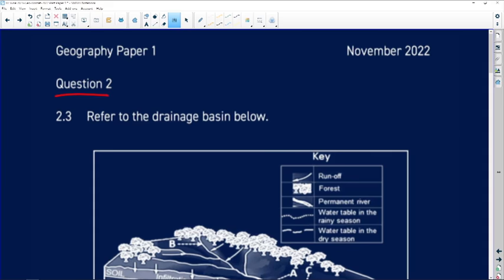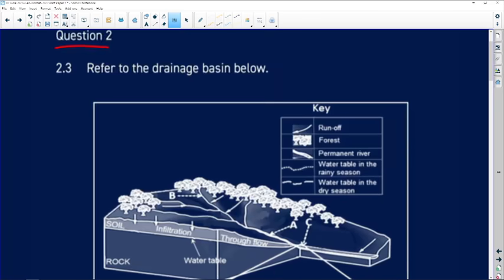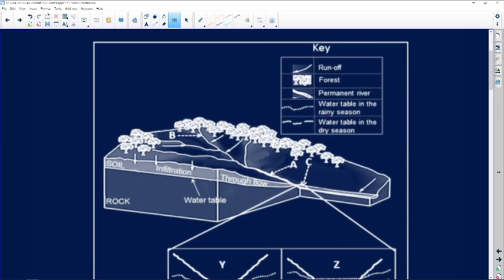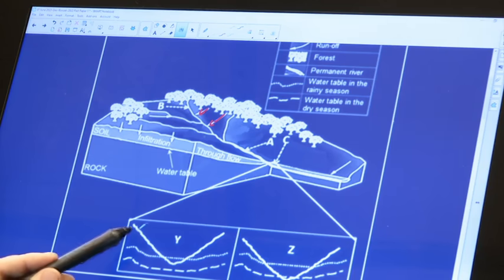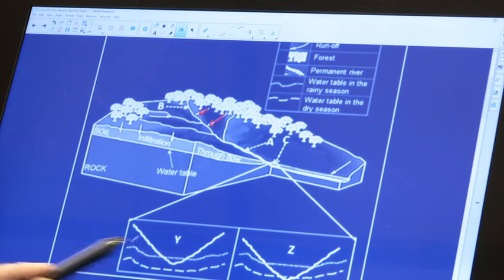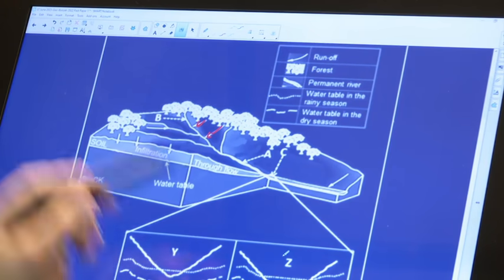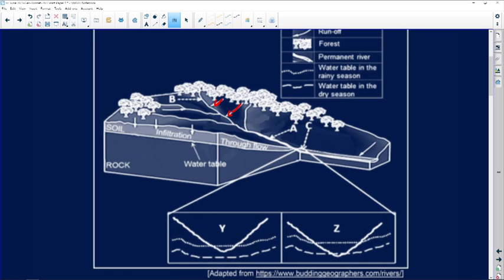Question two. Now what we have over here is a drainage basin, right? It shows us a bunch of information. It shows us these keys that we can use for information, right? It shows us the runoff in all the different directions. That's the catchment areas. Right, we have the key for forest, we have the permanent river, and then we have a cross-section of the water tables of Y and Z. Okay, very important. The small dotted line over here represents the water table during rainy season.